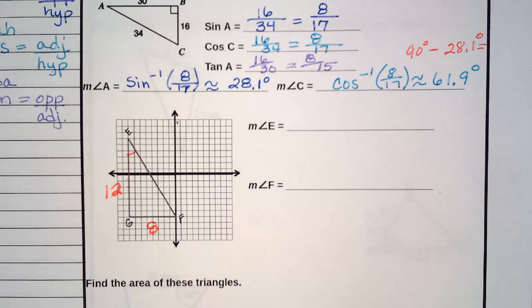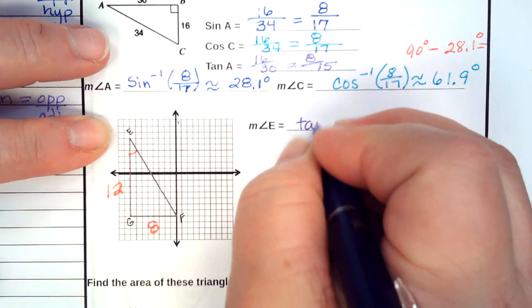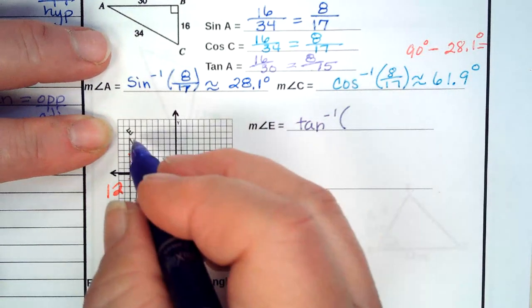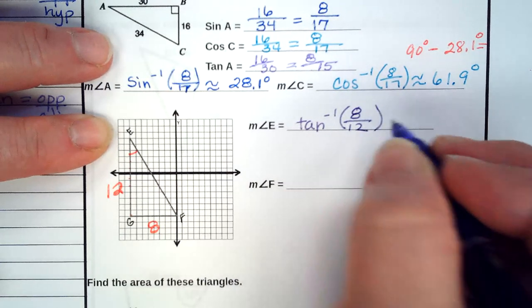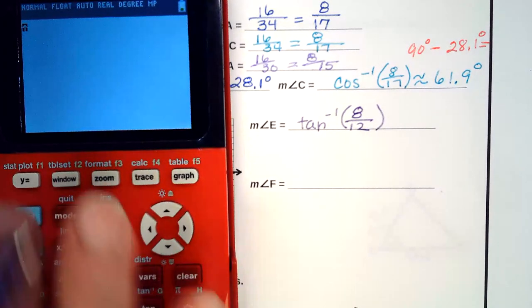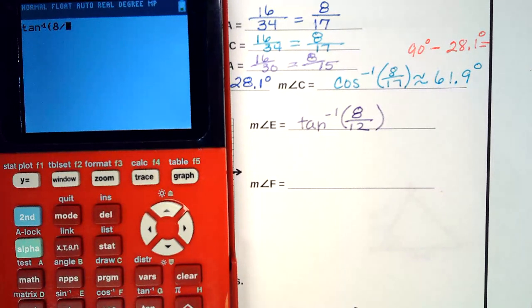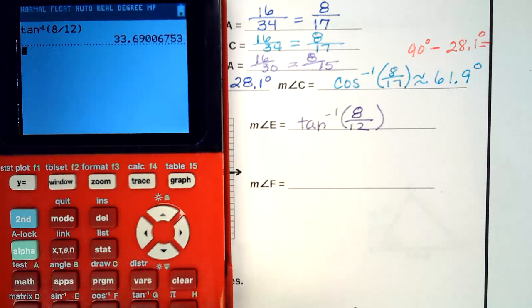Okay. Both times I'm going to use the tangent ratio. So the tangent inverse of my opposite is 8. My adjacent is 12. In this case, I will not simplify because I don't need to. So second tangent, 8 divided by 12. And I get 33.69, so that's about 33.7.